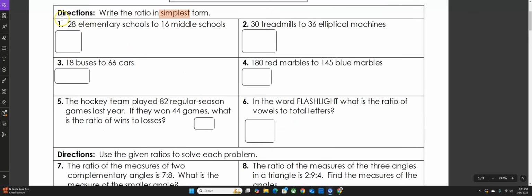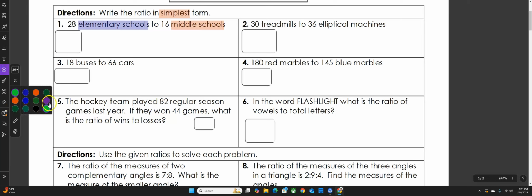So number 1 through 6, it says to write the ratio in the simplest form. That does mean we are going to simplify our fractions wherever possible. And it gives us 28 elementary schools to 16 middle schools. So remember, we can write these all in A to B. One thing I'm going to do is say A, and I'm going to highlight B. You are not required to do this. It is just a good way to help visualize it.